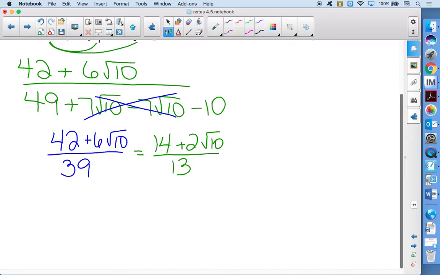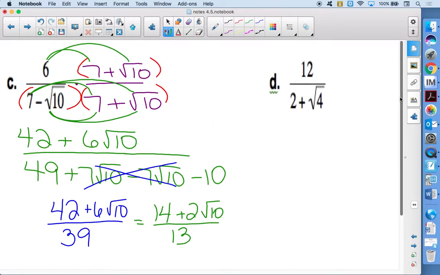Not so bad when you go through it a second time. What about the third? All right, so what do you notice about letter D? 4 is divisible. The square root of 4 is a perfect square. 2 plus 2 is 4. 2 plus 2. 3. You get 3.